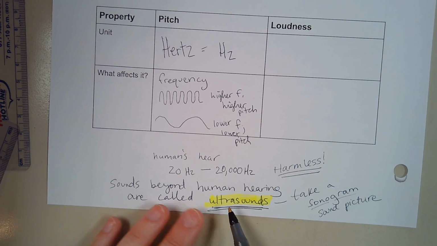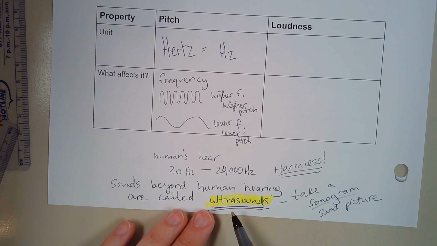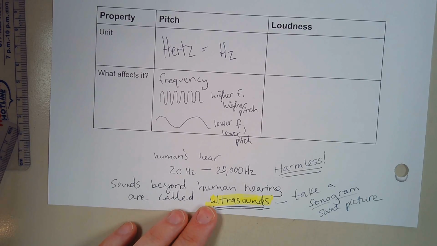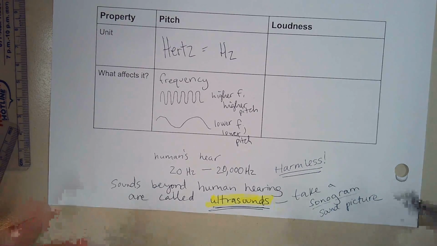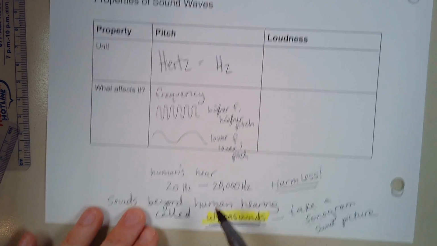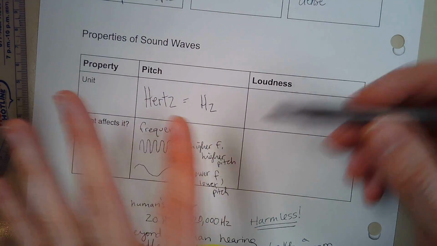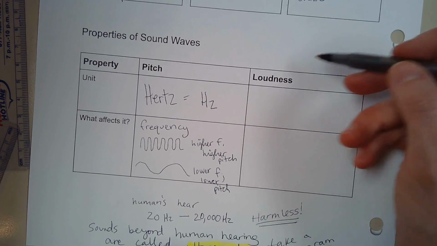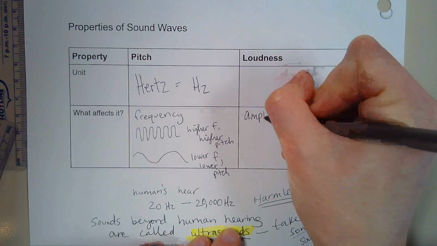So what happens is we use reflection, and whenever you make sound, those high frequency sound waves go through the skin and through the organs, and it bounces back at different rates, and it creates a sound picture that we can have. It's called a sonogram. The other property of sound is loudness, and so that is caused not by frequency but by amplitude.